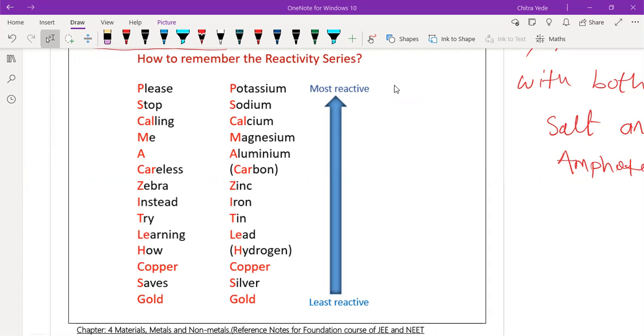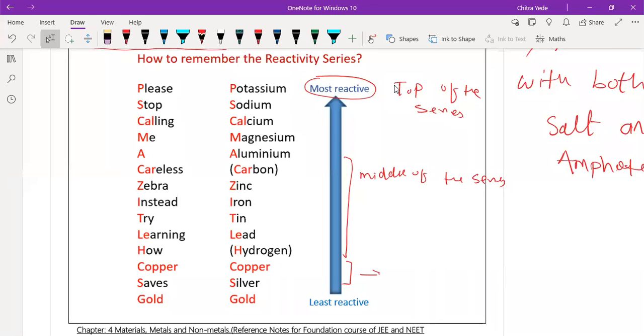So here we have the reactivity series. At the top of the series, we have the most reactive metals. This part is the middle of the series. And this part is the bottom of the series.